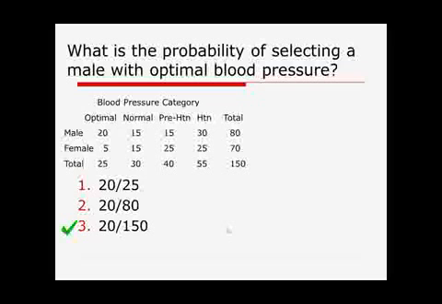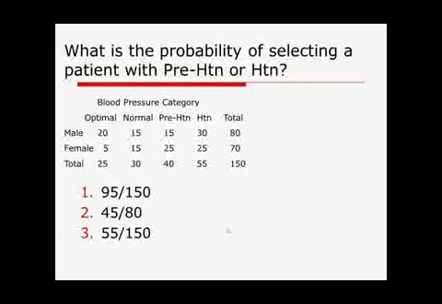If I had asked the question, what proportion of the men have optimal blood pressure, that would be 20 out of 80. Or if I asked the question, what proportion of those with optimal blood pressure are male, that would be 20 out of 25. I'm going through that quickly, but those are different questions that would require different responses. So how about this one? What's the probability of selecting a patient with pre-hypertension or hypertension?